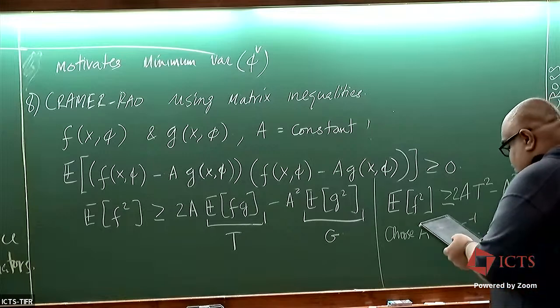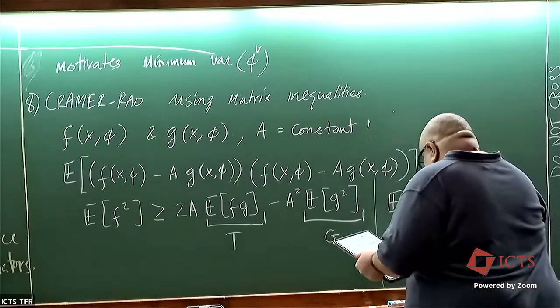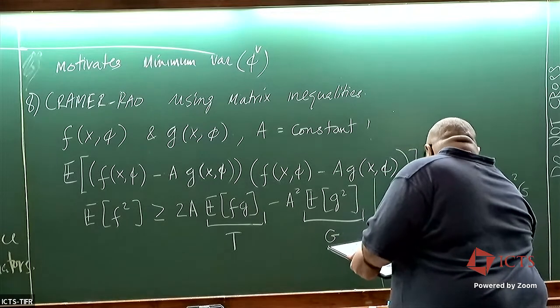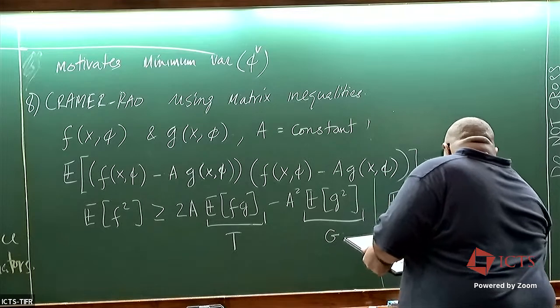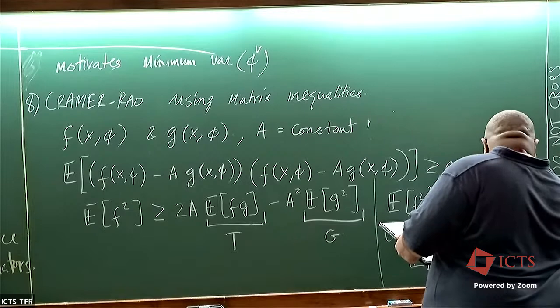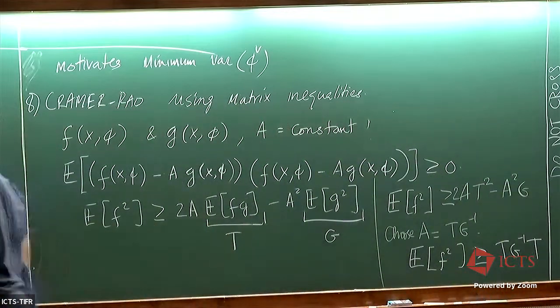Okay, but with that, what you get is this minimum bound for the expectation value of f squared. And this is basically t g inverse t. Okay, I have to now move.